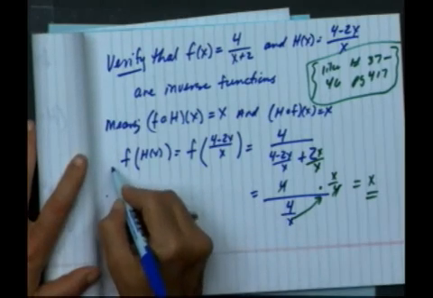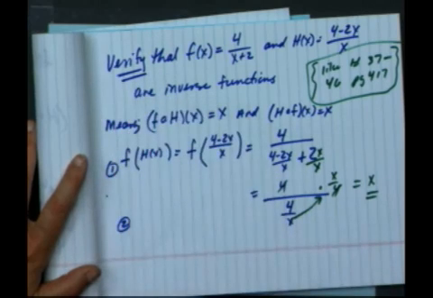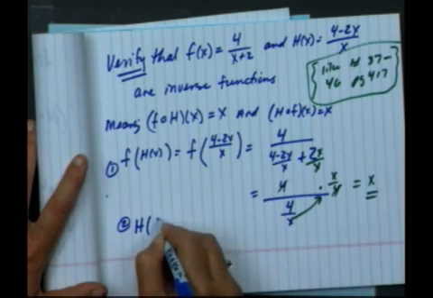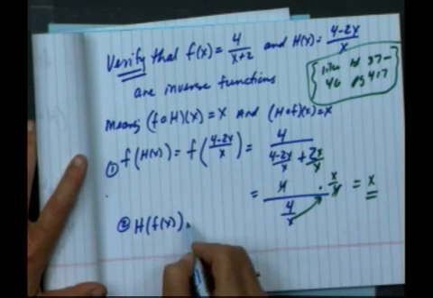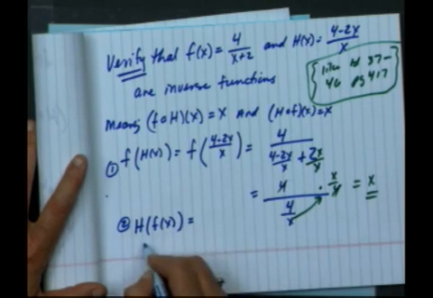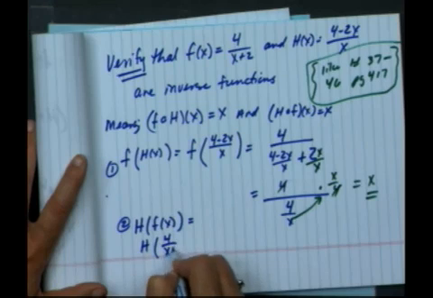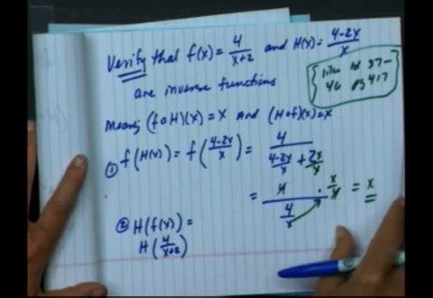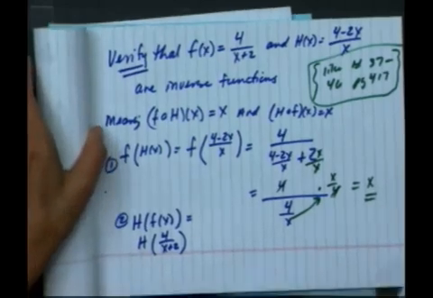All right, so that was step 1 for verifying. One direction's not enough, we've got to go both directions. So we now have h evaluated at f of x, which is going to be h evaluated at 4 over x plus 2, which tells me I need to go to the next sheet. Let's do a blue sheet underneath so I don't have to flip the page.